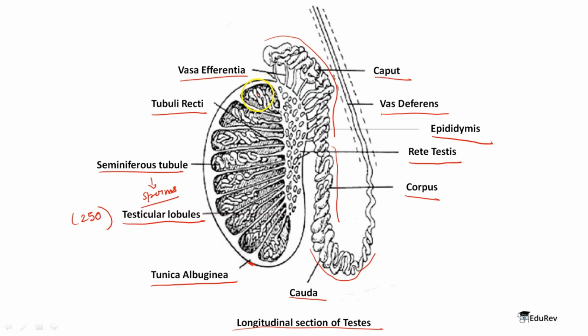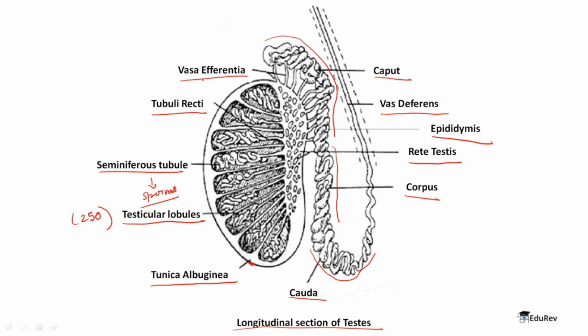sperm after its formation? You must keep in mind that the site of formation of sperms is the seminiferous tubule, right? From where it moves to the tubule recti, which leads them to the rete testis. Then the sperms move to the epididymis via the vasa efferentia. Also, the question can be asked, which duct is responsible for movement of sperms from the testis to the epididymis? Then the answer will be the vasa efferentia, right?